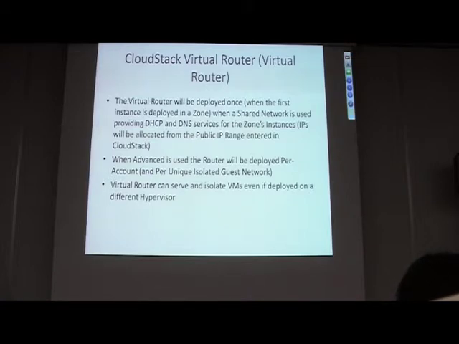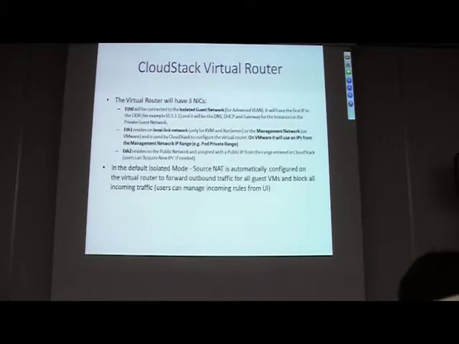And the virtual router can serve isolated VMs, even if deployed on a different hypervisor. It could be on a completely different hypervisor as long as the same VLAN has been trunked to the two different hypervisors, then they can be connected together. And the virtual router can do NAT for the VMs. So let's take a look inside the virtual router.